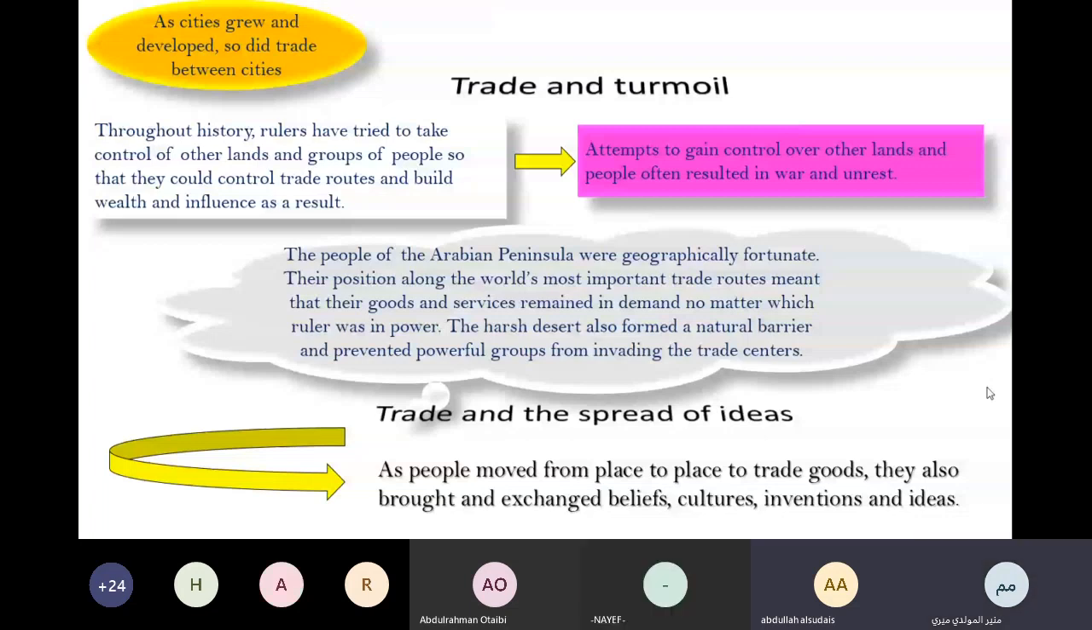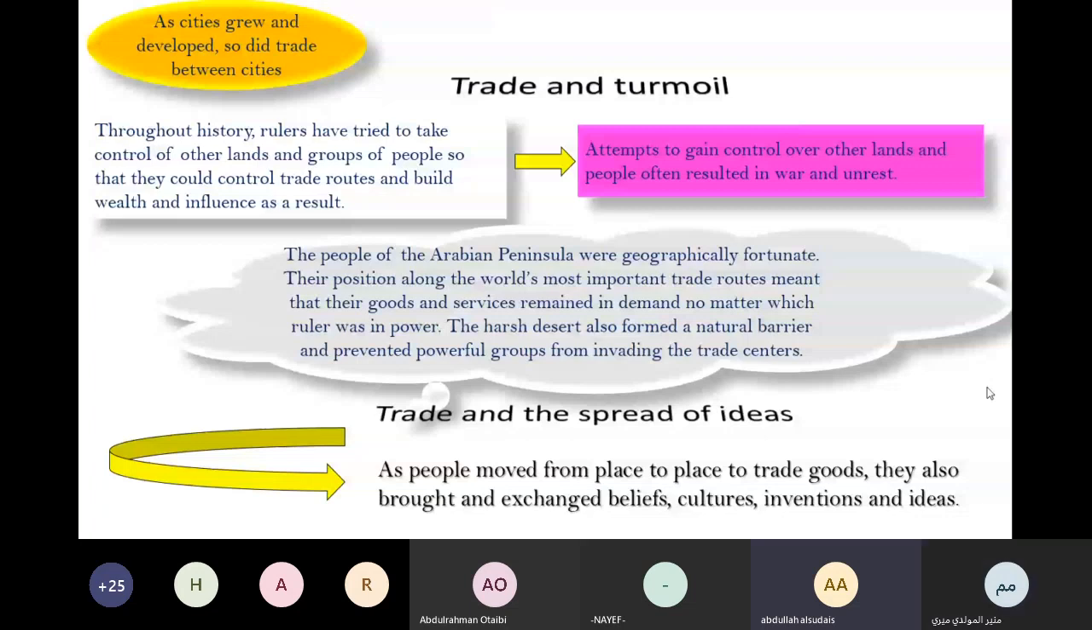The people of the Arabian Peninsula were geographically forces. Their position along the world's most important trade routes meant that their goods and services remained in demand no matter which ruler was in power.